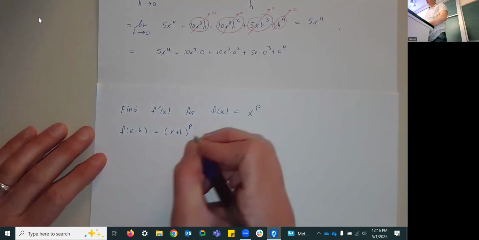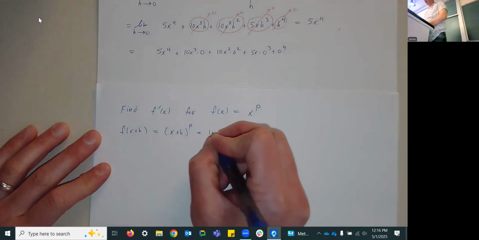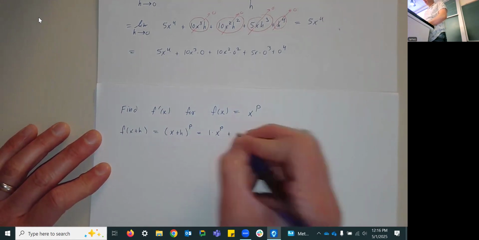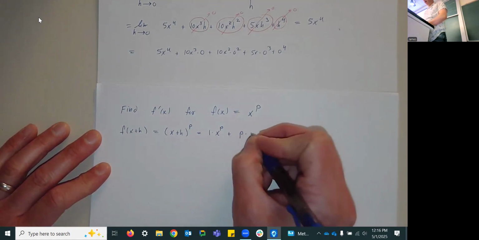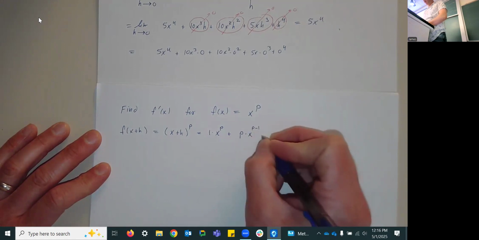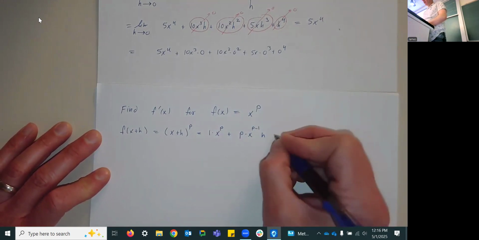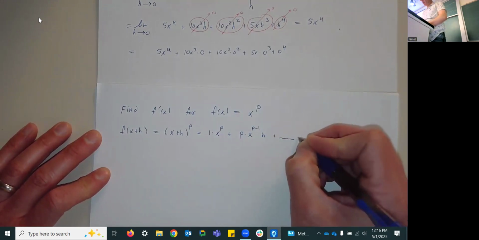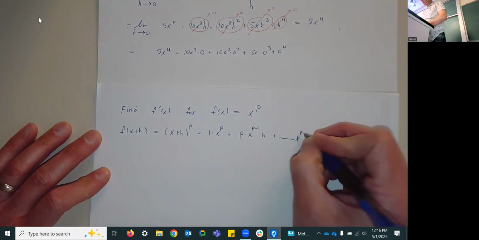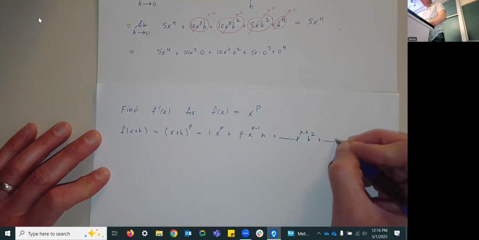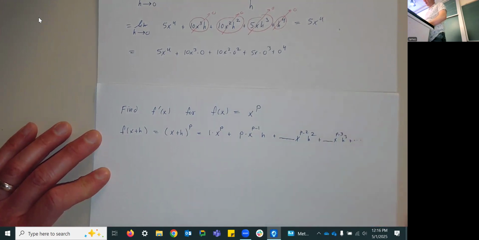I know that the first coefficient is going to be 1 times x to the p power. And I know my next term is going to be p times x to the 1 less power times h to the 1 more power. And then the next terms, I don't actually know what the numbers are. There's something times x to the p minus 2 times h squared. There's something times x to the p minus 3 times h cubed, all the way to the very last couple terms.